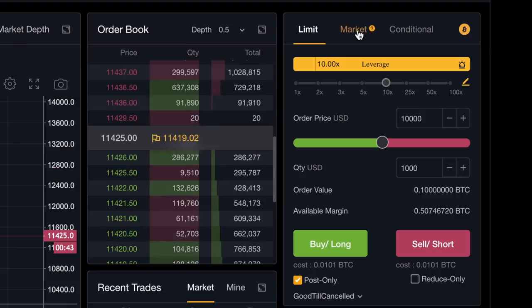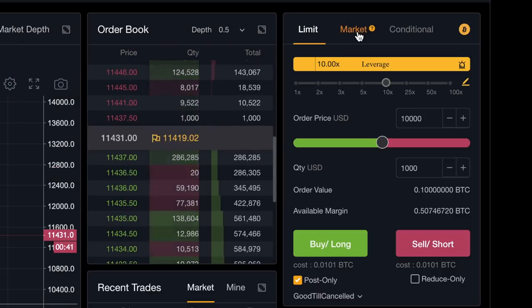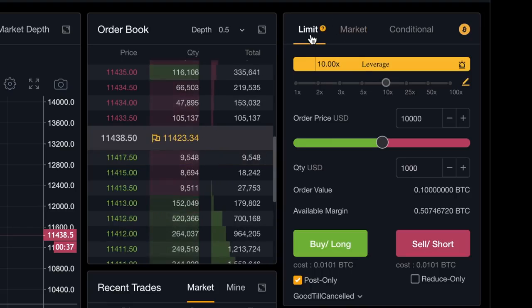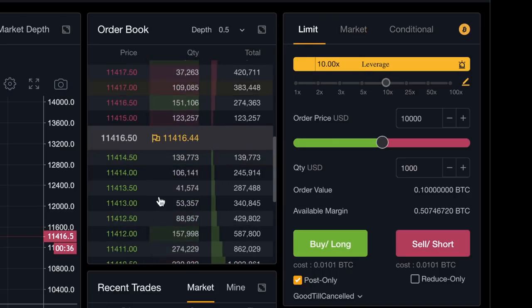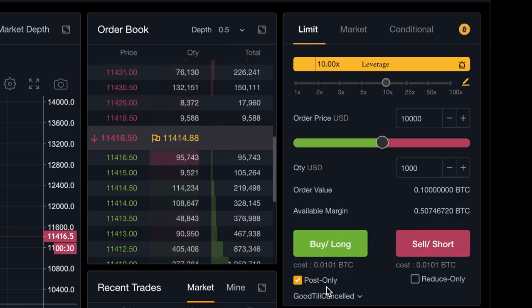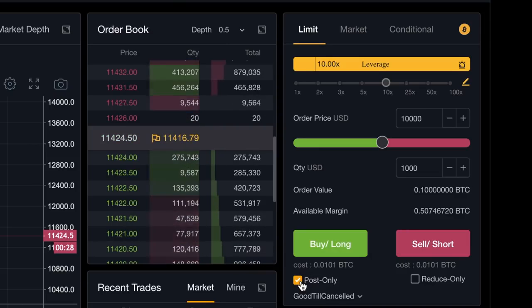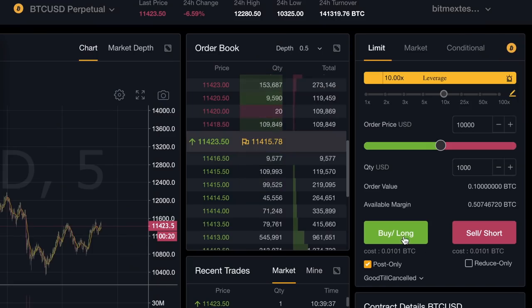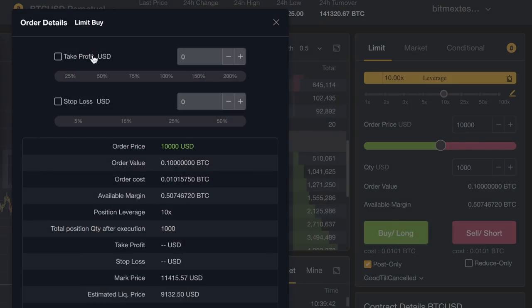Because remember, when you put in a market order, there is always a fee involved because you are taking liquidity out of the order book. But when you put in a limit order, you are providing liquidity, so you can actually get paid by using a limit order. And if you click post only, this makes sure that your position will not execute as a market order. Alright, let's click buy long, and we have the same thing here.